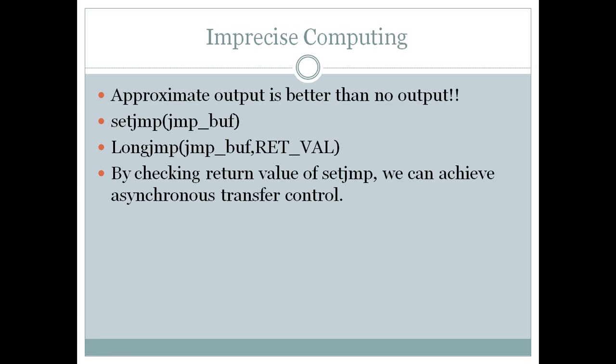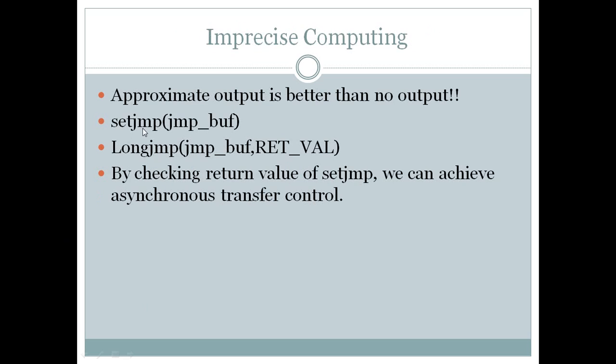Now, what is imprecise computing? In real-time systems, an approximation is better than no output. Sometimes the process may take more time to finish, and we have time constraints in our real-time system. So it is better to have an approximate output.